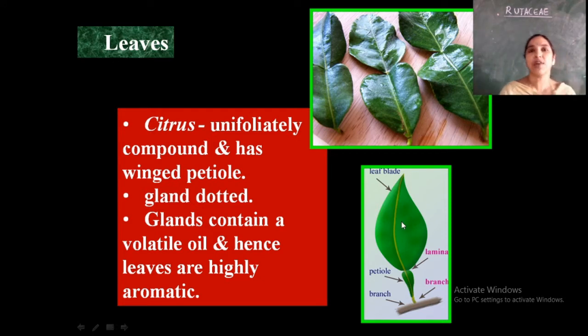When you pluck the leaf and look at it in front of sunlight, you can see small dots appearing. In curry leaves also you can see that it is gland dotted. This is a peculiar feature of the family Rutaceae. Gland dotted leaves are there because these glands contain volatile oils, so leaves are highly aromatic. That's why when you put curry leaves in the curry, you get a good fragrance. When you crush lemon leaves, you can smell a good fragrance. Why is it aromatic? Due to the presence of oil glands, which contain volatile oil. This is a typical feature of the family Rutaceae. By looking at this, you can identify the members.